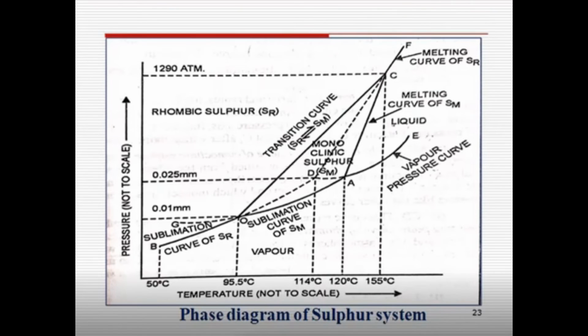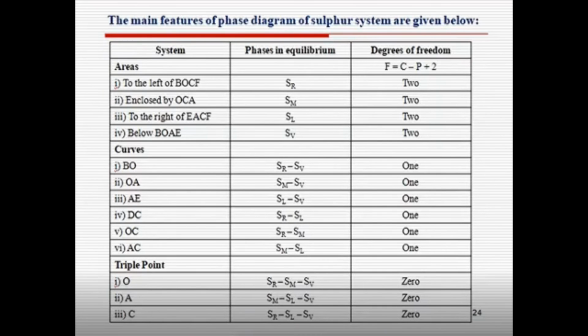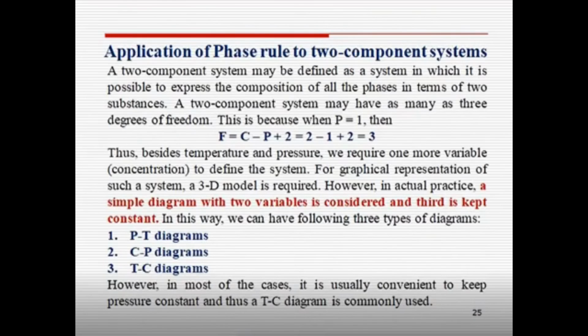Like in the water system, we have discussed all the curves and areas and points of intersection. Here we will be giving just an overview of the different curves, areas and points. Like in the water system, here also the curves are univariant, areas are bivariant, and points of intersection will be invariant or non-variant. First we will discuss the curves.